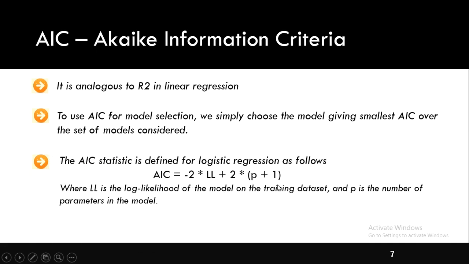This is the formula used to compute the AIC value: minus 2 into log likelihood plus 2 into p plus 1. Here LL is the log likelihood of the model on the training data set, and p is the number of parameters in the model, and plus 1 is the intercept.